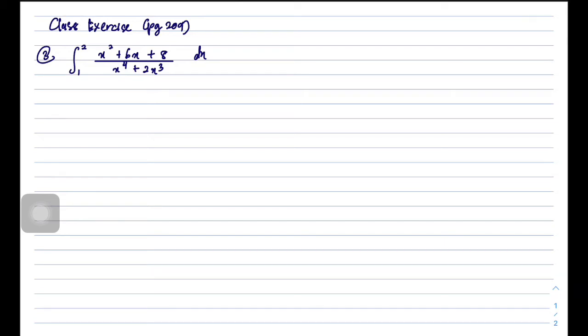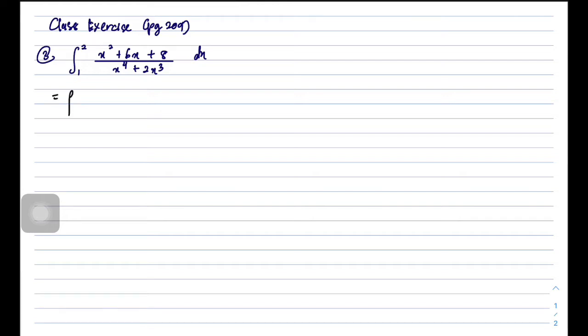Bismillahirrahmanirrahim. Now we move to the class exercise, page 209. Look at question 3. So how to integrate this function? First step, what you need to do is factorize the whole function.